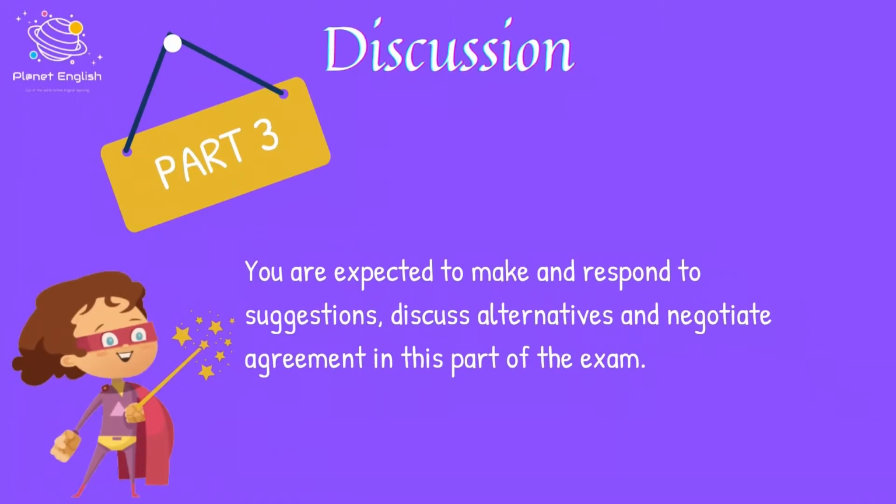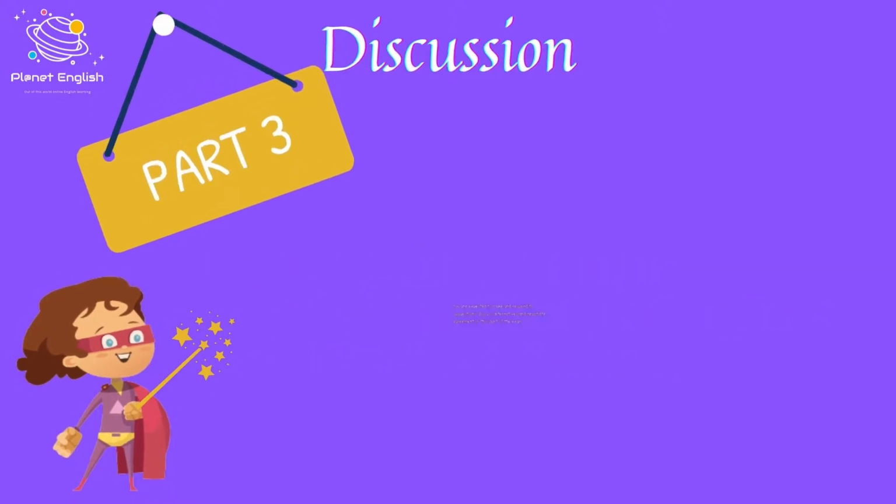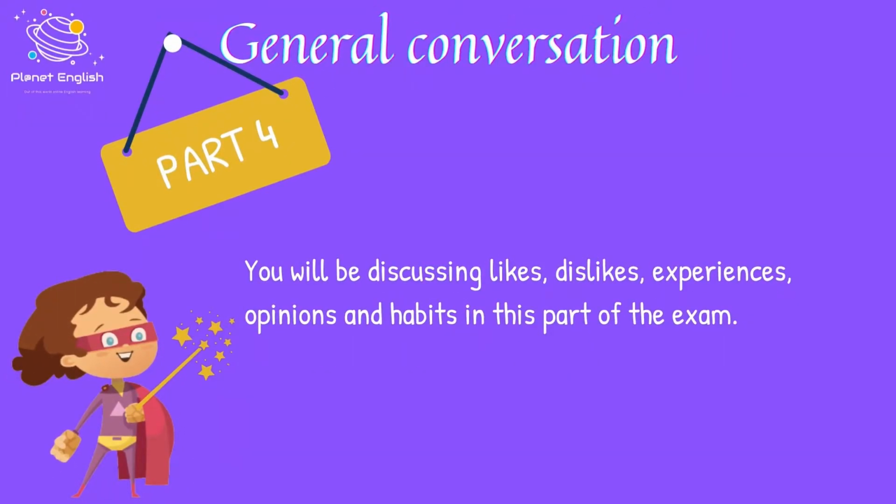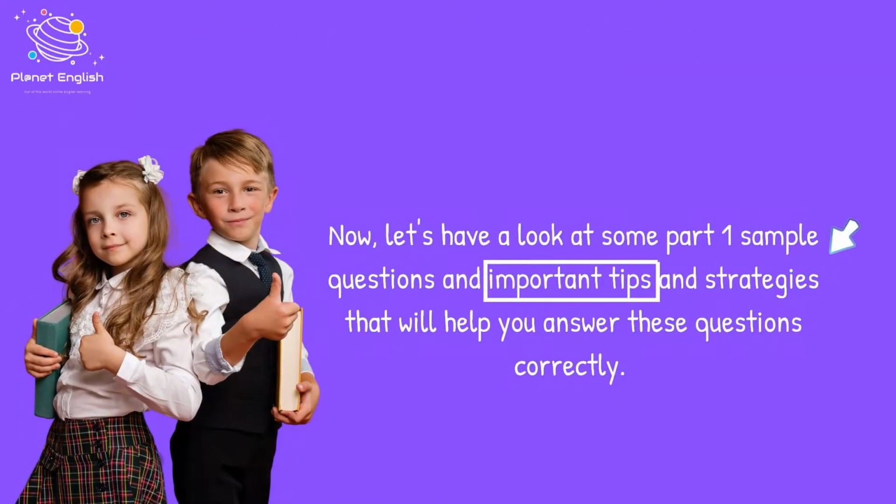Part 3 is the discussion section. You are expected to make and respond to suggestions, discuss alternatives, and negotiate agreement in this part of the exam. Part 4 is general conversation. You will be discussing likes, dislikes, experiences, opinions, and habits in this part of the exam. Now, let's have a look at some Part 1 sample questions and important tips and strategies that will help you answer these questions correctly.